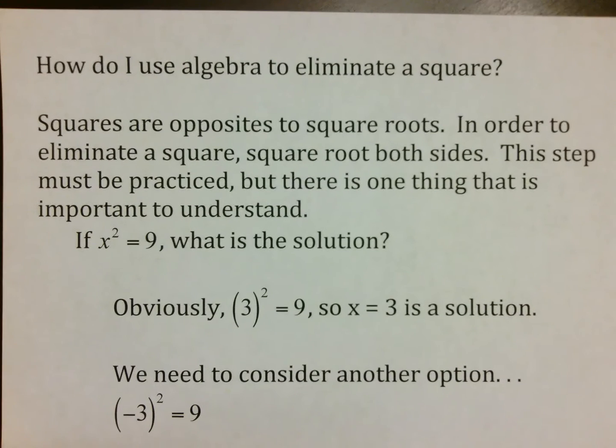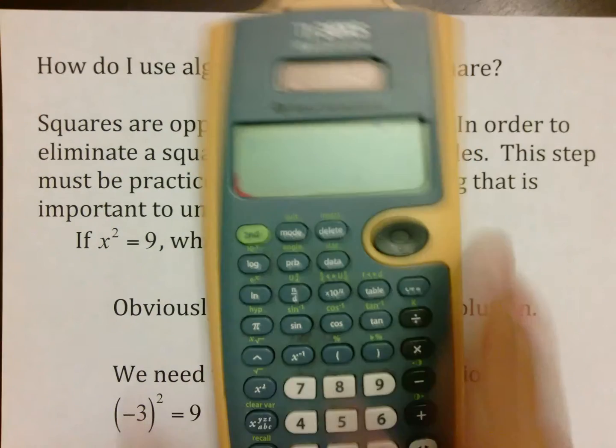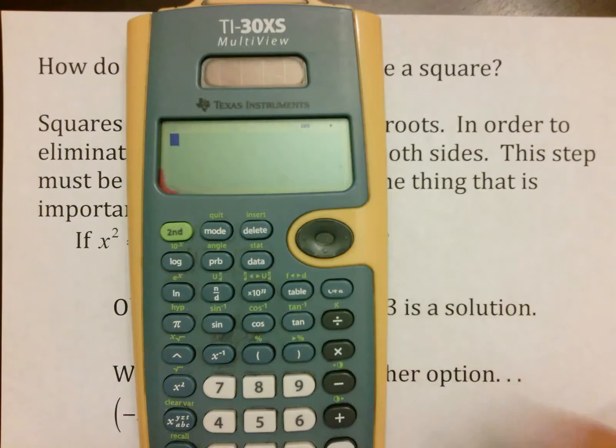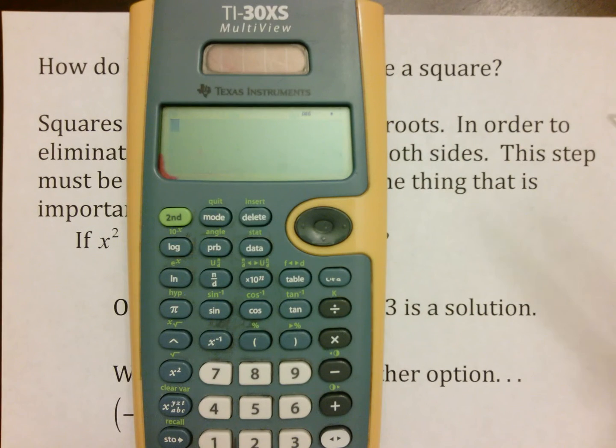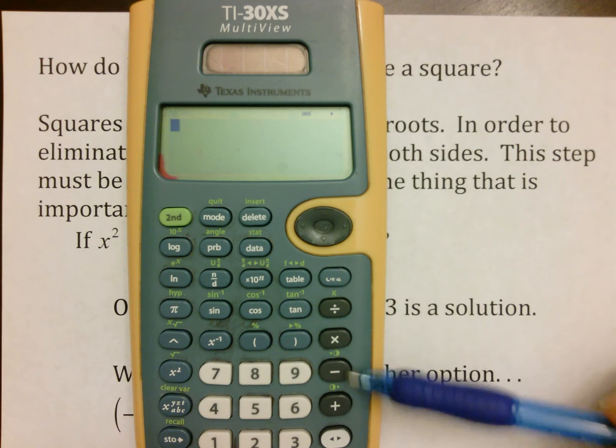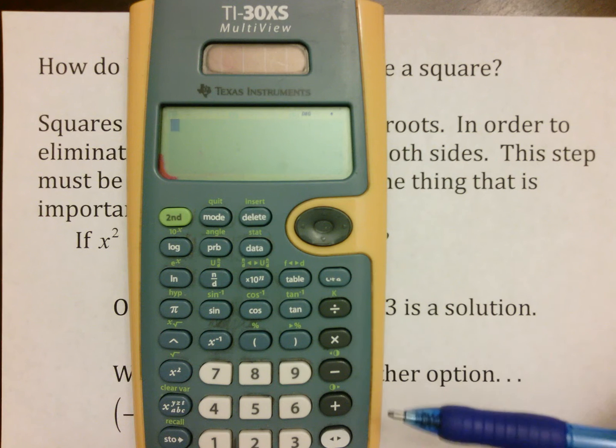Second question is, how do I use algebra to eliminate a square? Well, easiest way to do that is to look at your calculator anytime you're doing something. I actually tutored a student recently on this because she understood what I was telling her when I taught her this a long time ago. Your calculator is set up by programmers who understand opposites.